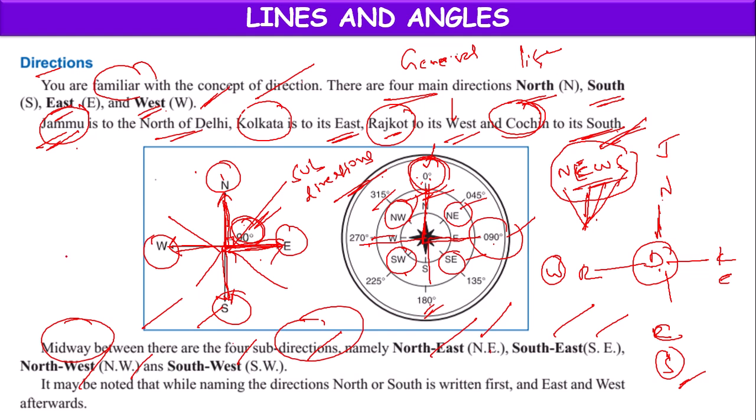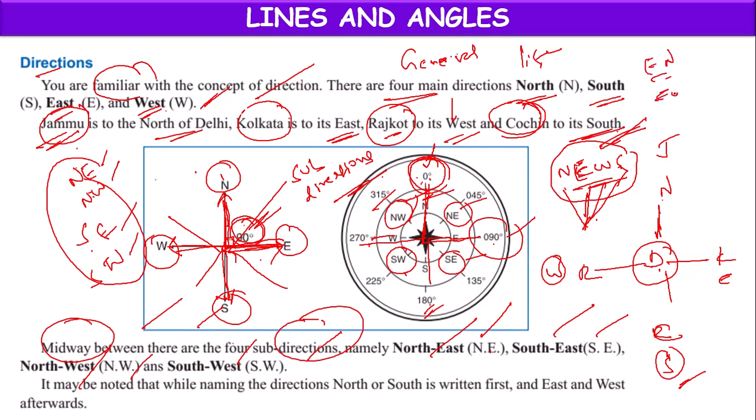Whenever we are mentioning the directions, we have to mention north or south first. Then we have to mention either east or west. So northeast, northwest, southeast, southwest. Like that only we have to name the sub-directions. We cannot name them like east-north, east-south, or west-north. Like that we should not say. We should always start with either north or south while naming the sub-directions.